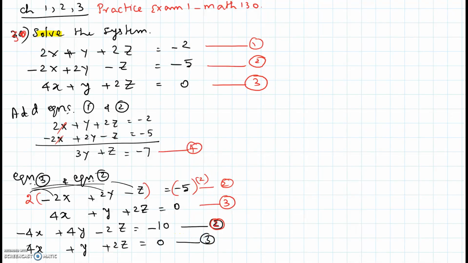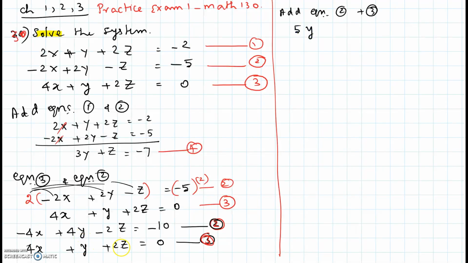Now we are going to add equation 2 and equation 3. That way we can eliminate the variable x. So the x terms cancel, the y terms get added, and that will give you 0x, and 4y plus y will give us 5y. 2z minus 2z, these two cancel out, negative 10 plus 0 is negative 10. And then if you divide both sides by 5, you get y equal to negative 2.